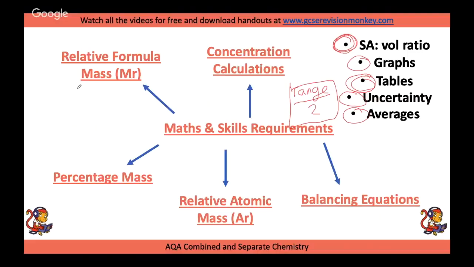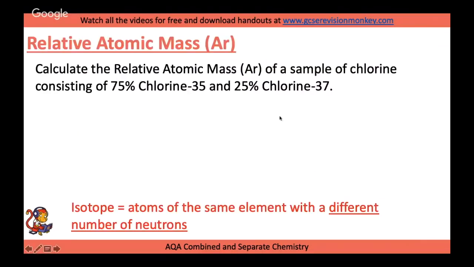Now, for the chemistry exam, 20% of it is going to be maths. So it could be things like averages, uncertainty, doing some graph skills, but it could also be part of chapter 3, which is all about quantitative chemistry. So relative formula mass, concentration calculations, etc. So we'll go through a few of these bits just now. The first one that we'll start off with is calculating relative atomic mass.